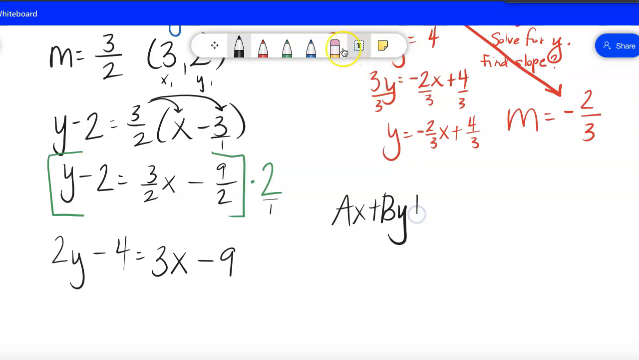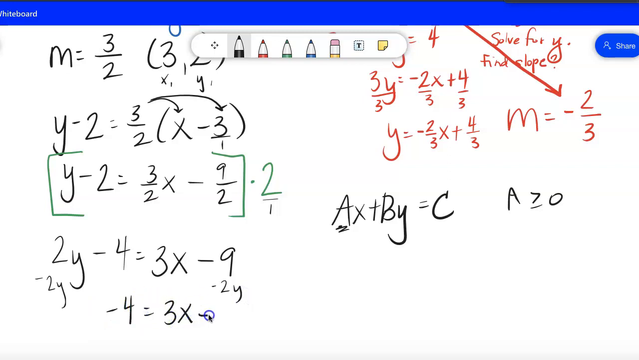ax plus by is equal to c. And they also want a to be positive. Okay, this a value right here has to be positive. So here's the a, that's the thing in front of x. It's got to be positive, so I can't move it over there. It's got to stay where it is so that it can stay positive. So I am going to move the 2y over here. Okay, I'm going to do it one step at a time just so we can see it happen.